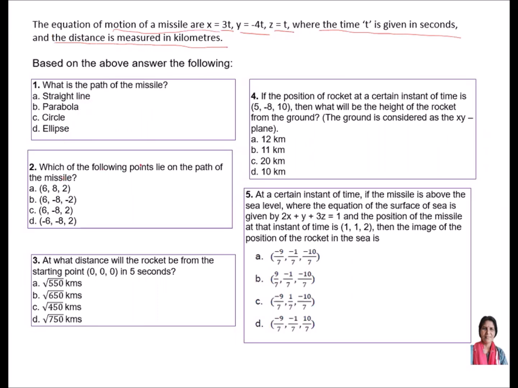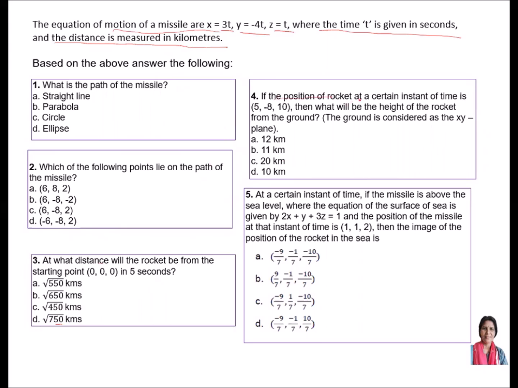Second question is, which of the following points lie on the path of the missile? 6, 8, 2; 6, minus 8, minus 2; 6, minus 8, 2; and minus 6, minus 8, 2. Third question is, at what distance will the rocket be from the starting point 0, 0, 0 in 5 seconds? Square root 550, square root 650 kilometers, square root 450 kilometers, square root 750 kilometers.